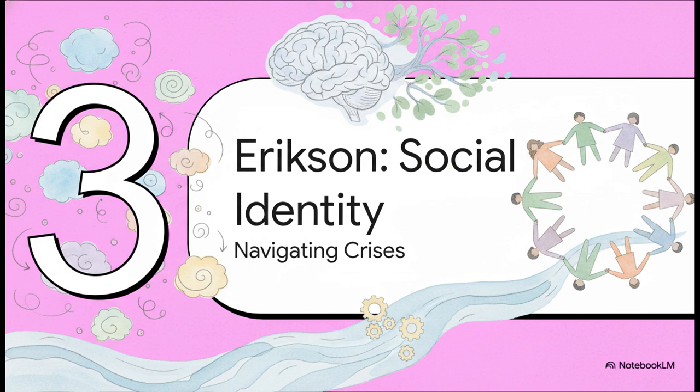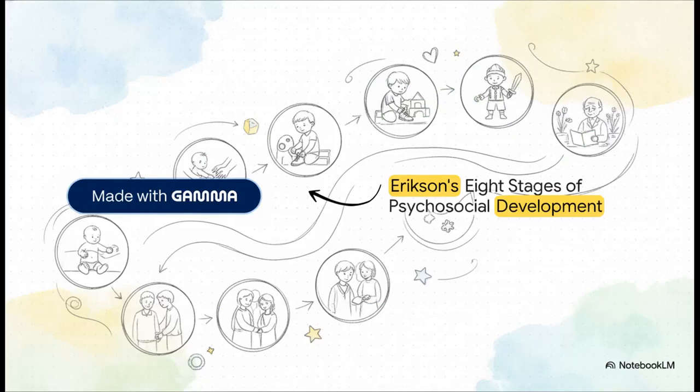Section 3. Erikson. Social identity formation. Navigating psychosocial crises. Having mapped out the cognitive side, we really must transition to emotional and social development. Enter Erik Erikson. He was a developmental psychologist who expanded on psychoanalytic theory, but placed a far greater and honestly much needed emphasis on social and cultural influences, rather than just purely biological drives.